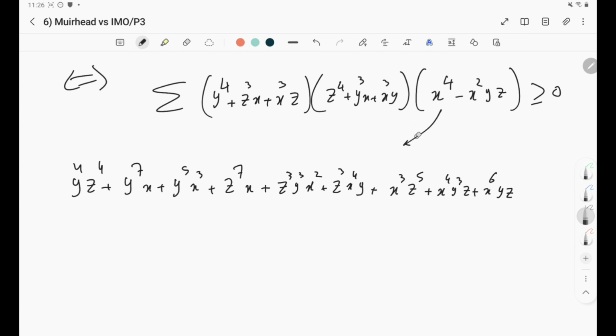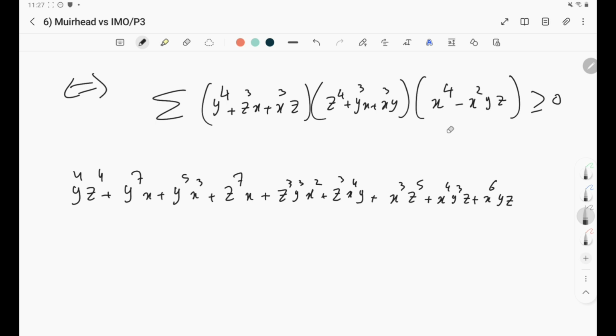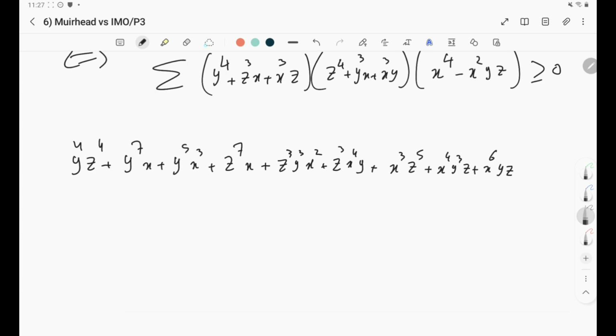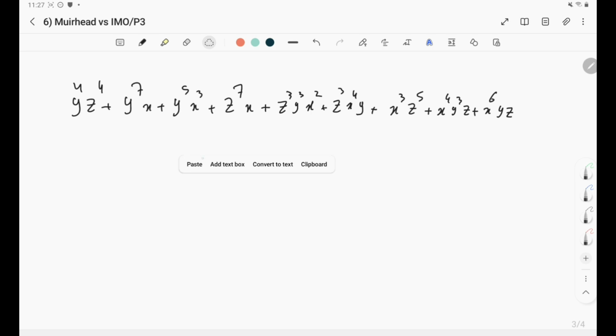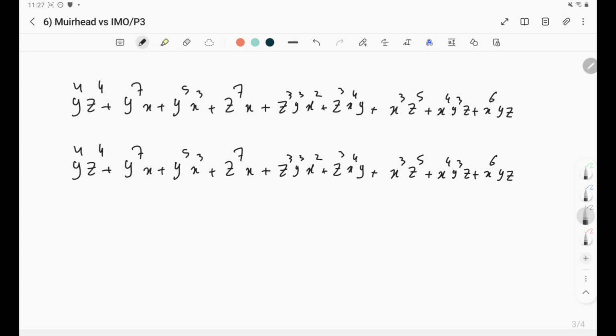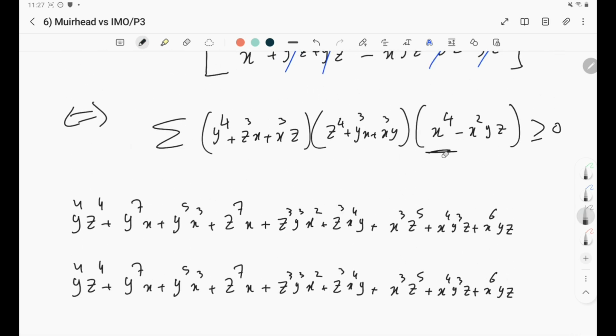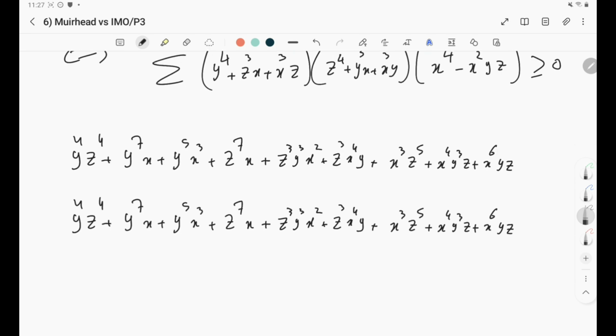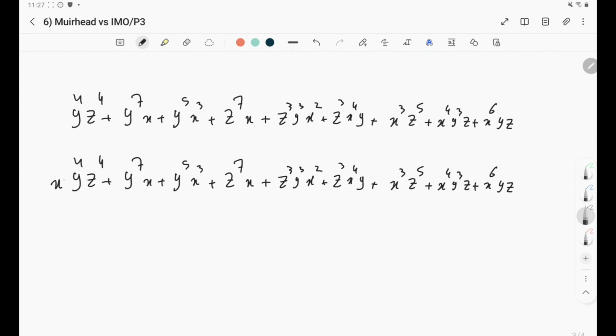Now we need to distribute the x to the 4, and we need to distribute this as well. Let's start with x to the 4. We're going to insert these. Let me copy it. And now we will insert x to the 4. Whenever we have an x, we're just going to increase its power by 4. Here, do we have an x? No. So let's insert x to the 4. Do we have an x? Yes. So let's make it 5. 3 plus 4 is 7.